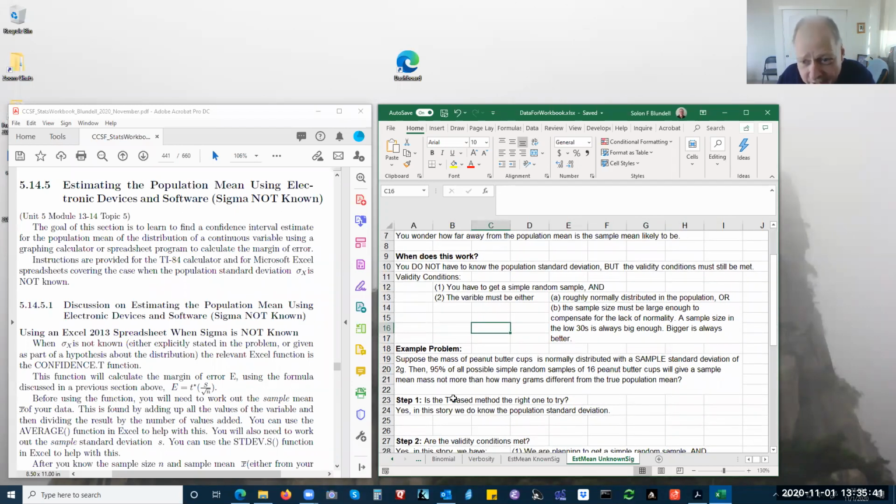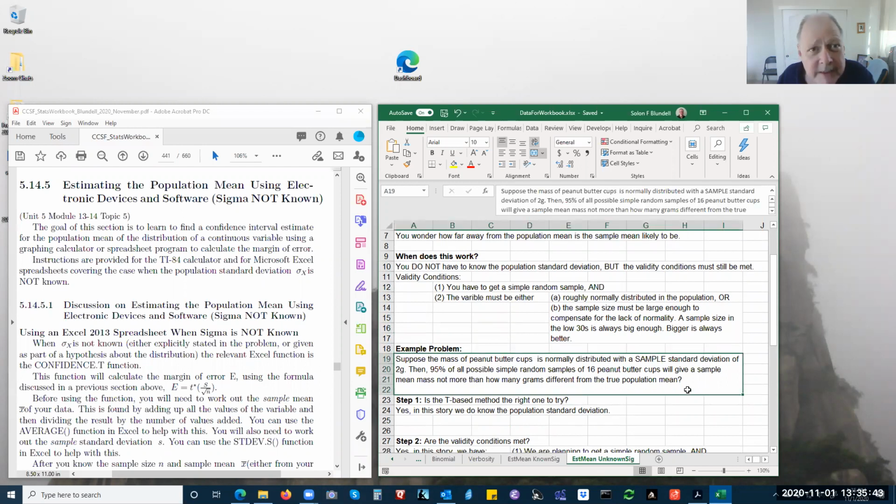So this example problem is almost exactly the same wording from the previous video. We just replaced the words population standard deviation now with sample. So we're planning to get a simple random sample of 16 peanut butter cups. We're going to get the average mass, sample mean weight, well, mass really, of those peanut butter cups, and we want to calculate the margin of error.